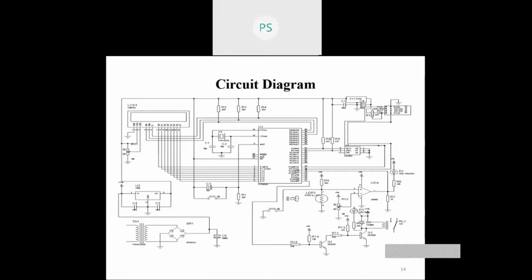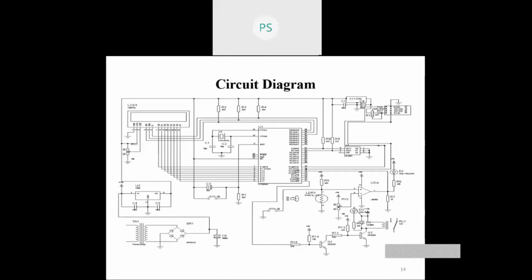But in the Proteus module, pin number 20 and pin number 40 of the microcontroller are not displayed. Any microprocessor or microcontroller requires clock pulses to fetch and execute instructions. A few microcontrollers have an internal oscillator circuit, like ATmega8, ATmega328, etc. But the 89S52 does not have an internal oscillator. Hence, we have to use an external clock source.